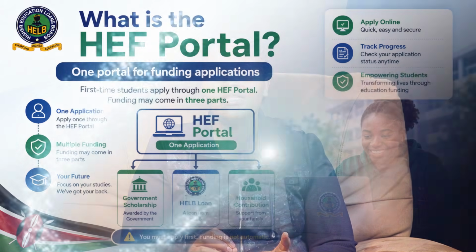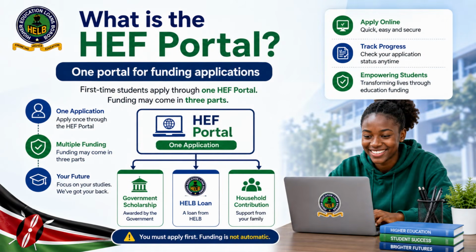Now the HEF Portal is the official portal used to apply for the government funding. This funding can include a scholarship, a HELB loan, or both of them. The system checks your family situation, it checks your financial need, and then it decides based on the information they get about your financial position or the financial position of your family. Now the portal decides how much support you can get.